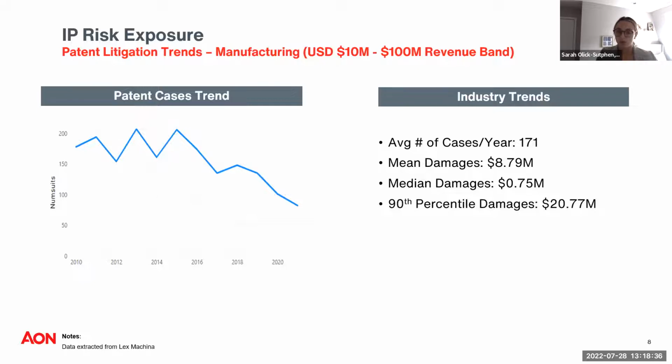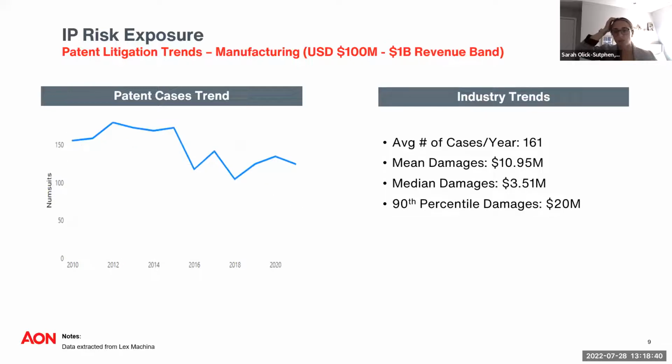So the next one will be quick, pretty much looking at the same thing, but just with a bigger revenue band. So bumping up from that 10 to 100 to the 101 billion revenue band. As you can see, the number of average cases is pretty much the same, though the mean damages and 90th percentile damages are higher. As companies are gaining more revenue, they'll have more to calculate damages off of. And just to reiterate, it's probably a lot more than that. These are just the ones that have gone through to damages.